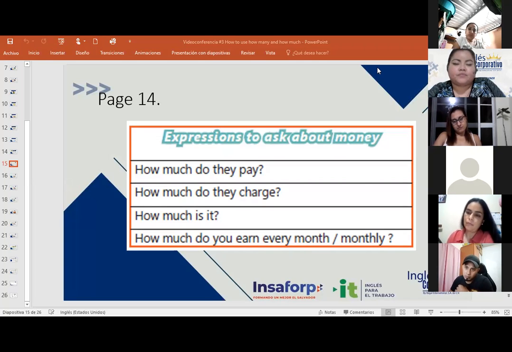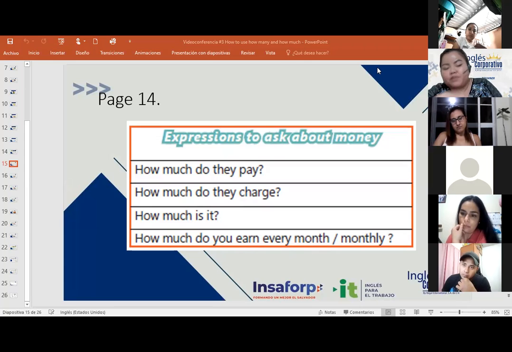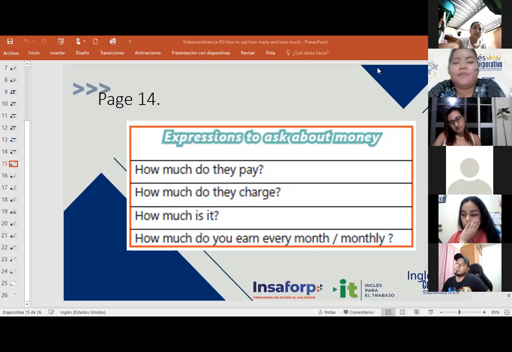Now, entendemos qué tipo de expresiones podemos utilizar cuando estamos hablando o cuando estamos haciendo preguntas relacionadas con dinero o pagos, right? ¿Se entiende? ¿Sí? Ok. Teacher, yo tengo una pregunta. Yes, Karen.